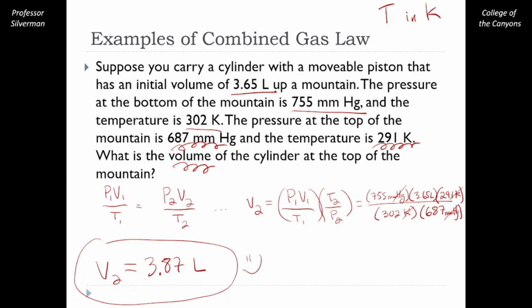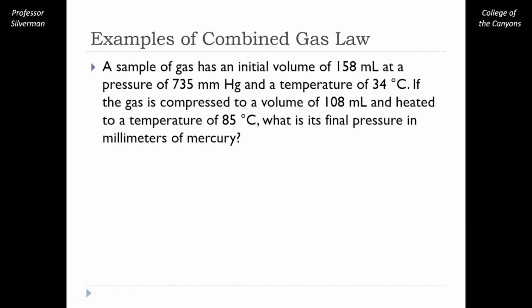We end up with our final answer. Our volume has changed. It is slightly larger, 3.87 liters. Again, we have a practice problem for you to do. So go ahead, pause that video, try to calculate a good answer.